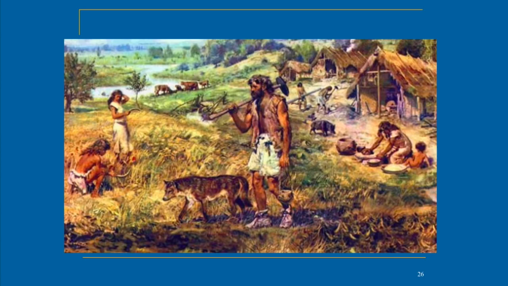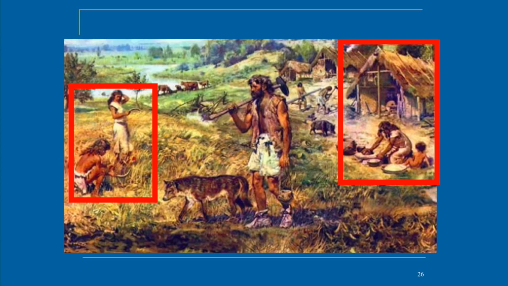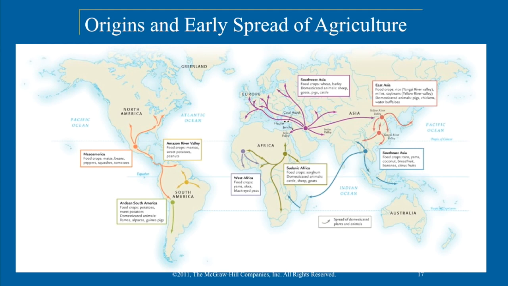Here's a picture of probably what it looked like during the Neolithic era. You see over here on the left, there's some people chopping up some wheat or something. You see this woman, she's grinding up some things, I don't know, making tortillas or something. And in the middle, you see the man with his trusty dog, and he has a hoe on his back instead of a big spear, meaning he's going to go out and cultivate, or he's probably going to herd some animals and stuff.